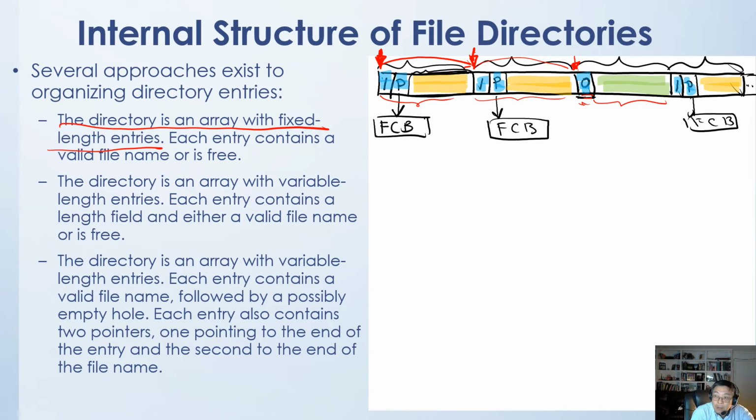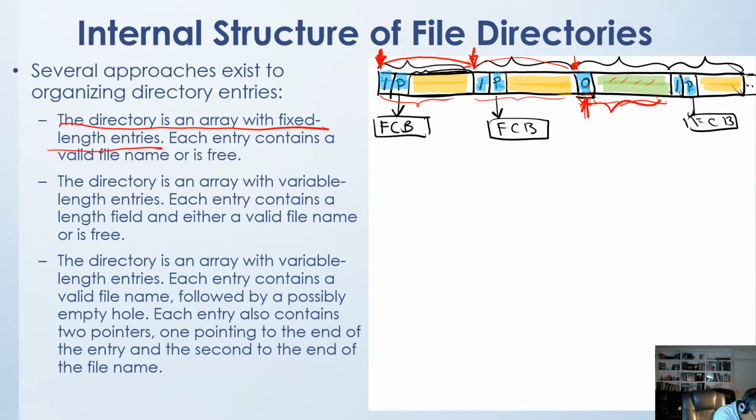Now, allocating or freeing an entry only requires changing one bit, because if this one is found and you want to allocate a file, then you can put the file name in that location, and then you change the bit from 0 to 1. Okay, it's pretty simple. Now that's the simplest one, but it's not very flexible because the file name takes the same amount of space.